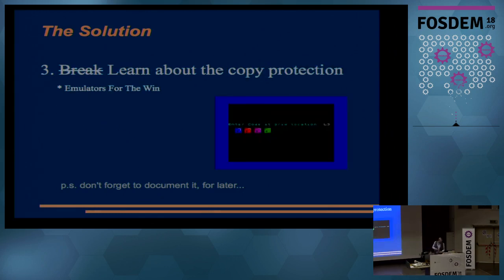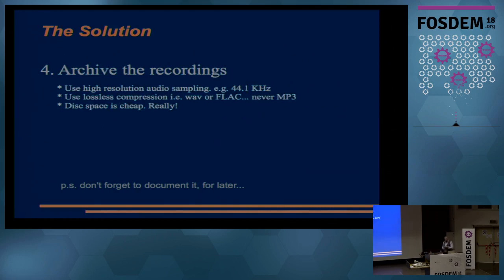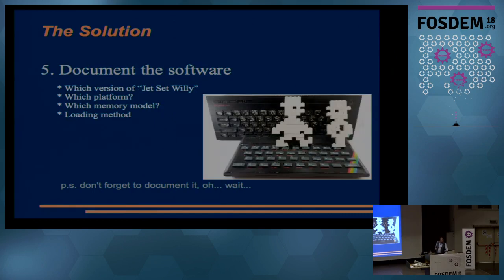Next, learn the copy protection system. Emulators are always good for this. That screen is, I think, Manic Miner, could be Jet Set. Archive those recordings, not in MP3 because it's lossy. We want proper lossless stuff because disk space is cheap. So just archive properly and document it all.